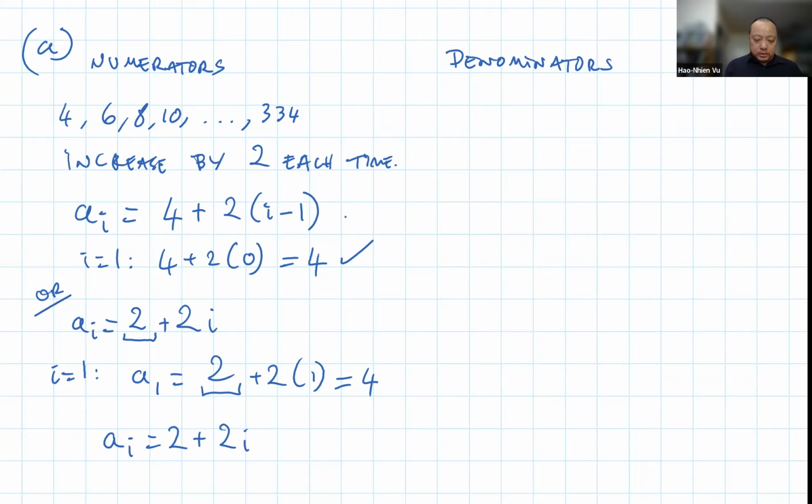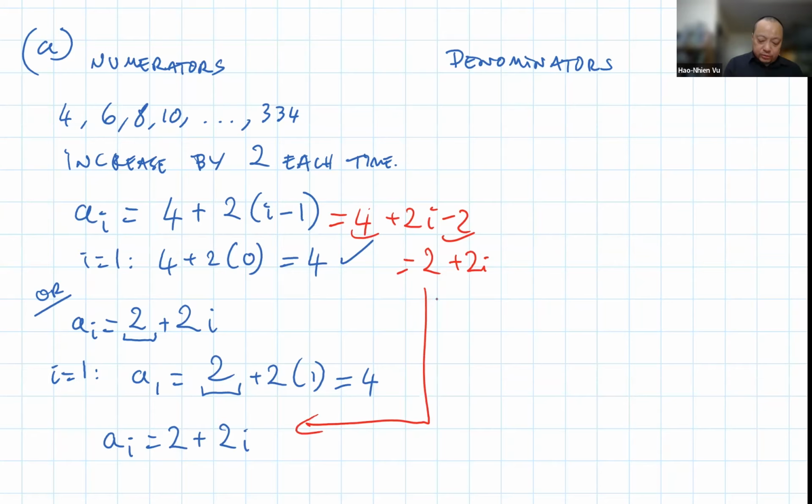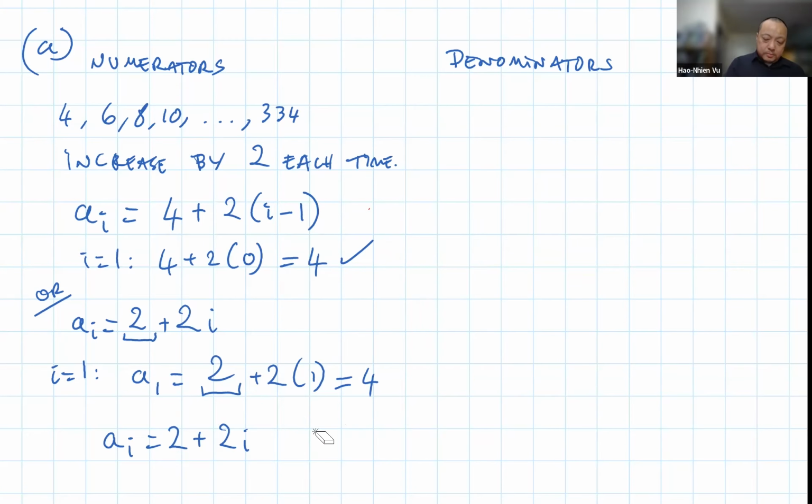And you might say, wait, how come I have 2 different answers? They look like 2 different answers, but they are actually the same answer. Because if you expand out the first answer here, you get 4 plus 2i minus 2, and 4 minus 2 is 2. So it's 2 plus 2i. It's actually the same answer. They look different, but they are the same. 2 possible ways of writing the numerator.